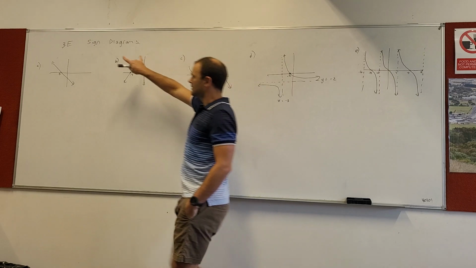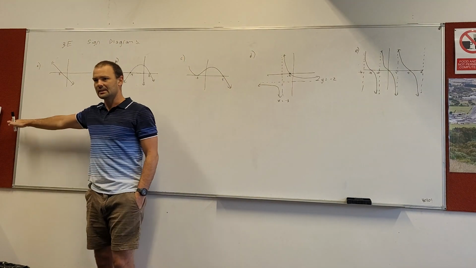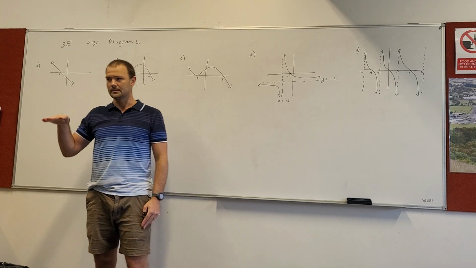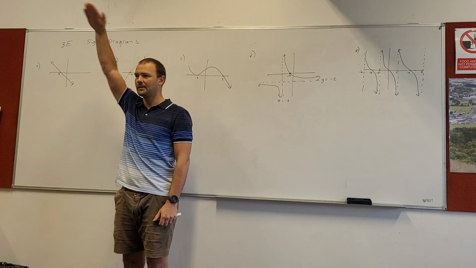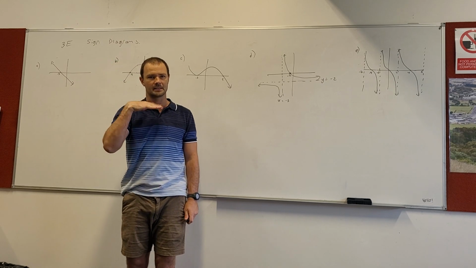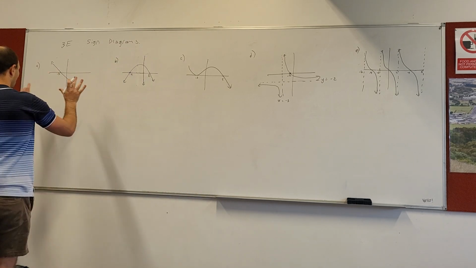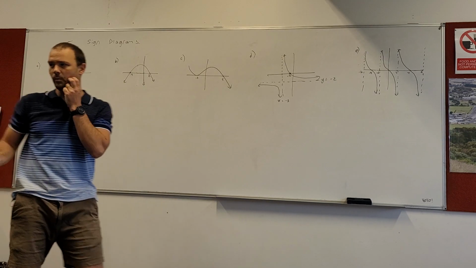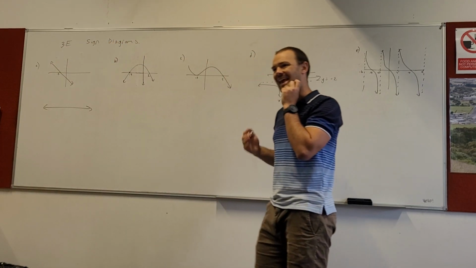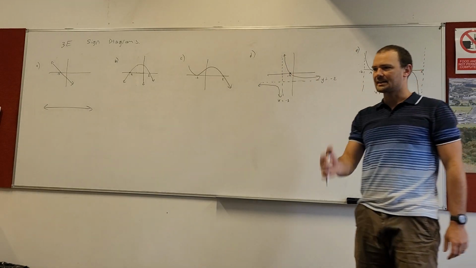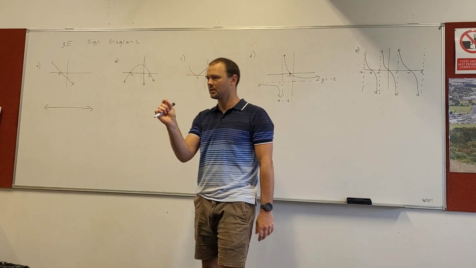All a sine diagram is, is an axis that indicates to you where a function is positive, that is, where it is above the x-axis, and where it is negative, that is, where it is below the x-axis. So below the graph, we're going to draw a line with arrows pointing. This represents the x-axis, all right? And on the x-axis, we're going to plot the roots.